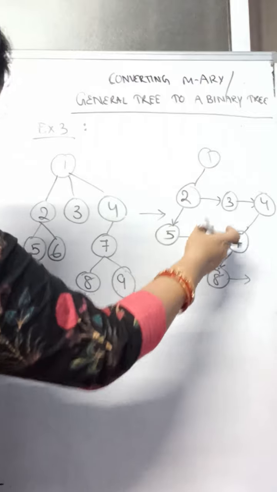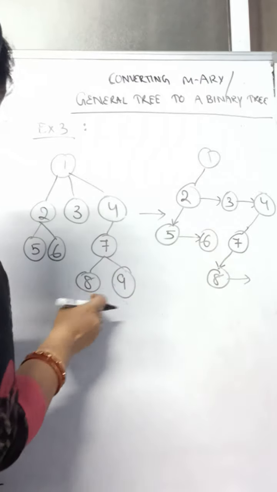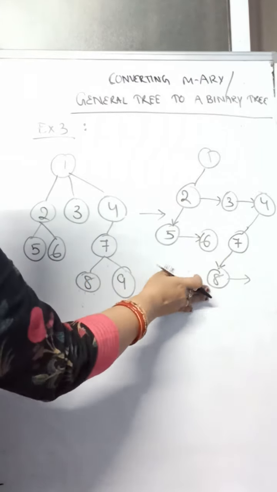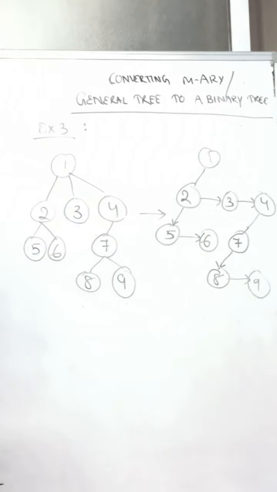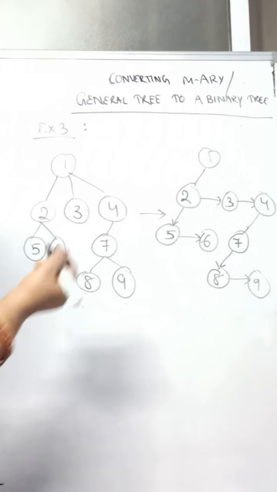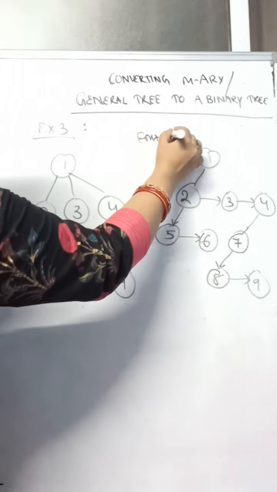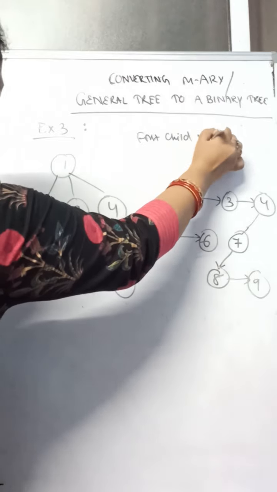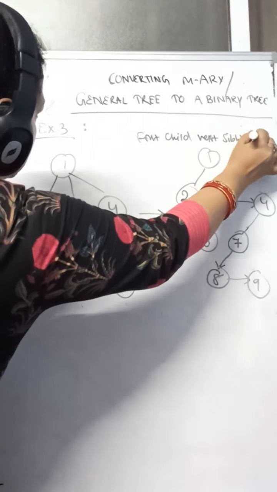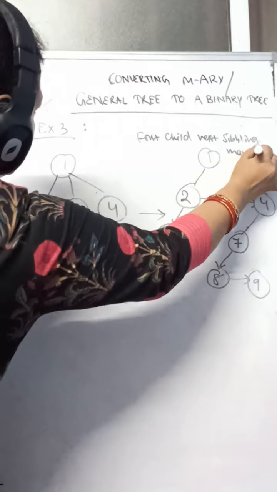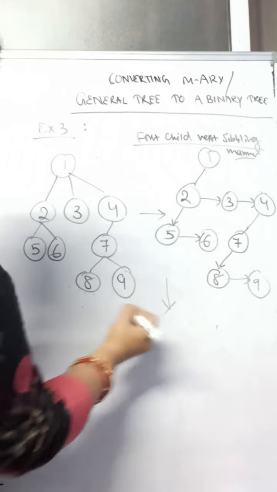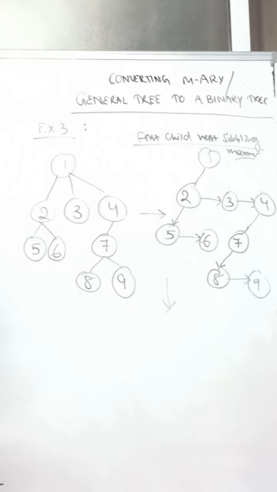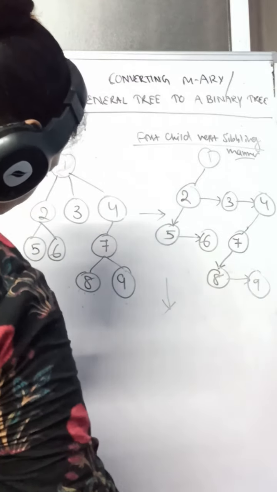Okay, I have to put the leftmost part. I have to put the leftmost children. 7's left is 8, so I keep it as it is. Then just cut the link. And this is the first child next sibling manner. Then I can rotate it by 45 degrees to get my binary tree. Just see how that will be done.